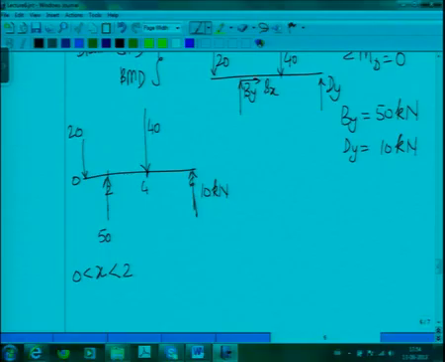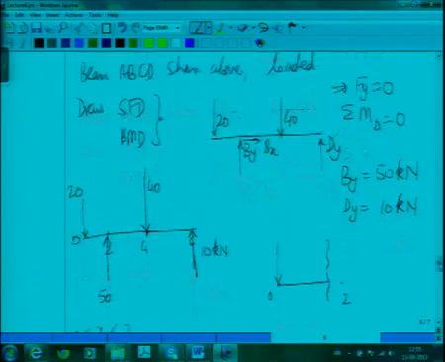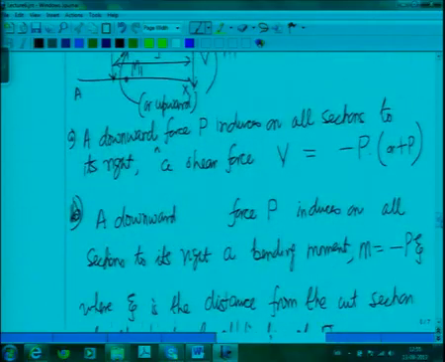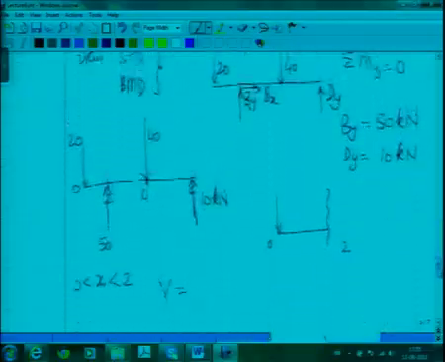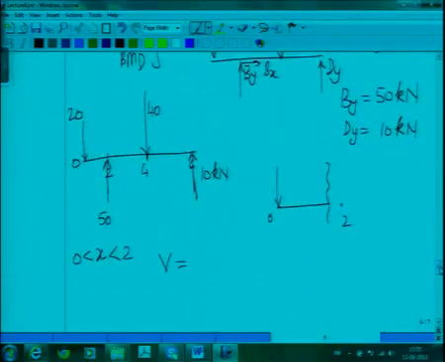So, that means if I basically in my mind make a cut section between 0 and 2, somewhere here, I just have a single force 20 which is minus. So, therefore, going by my rules, my rule says a downward force P induces shear force V equal to minus P. So, directly without doing anything I write my shear force is equal to minus 20. Okay.